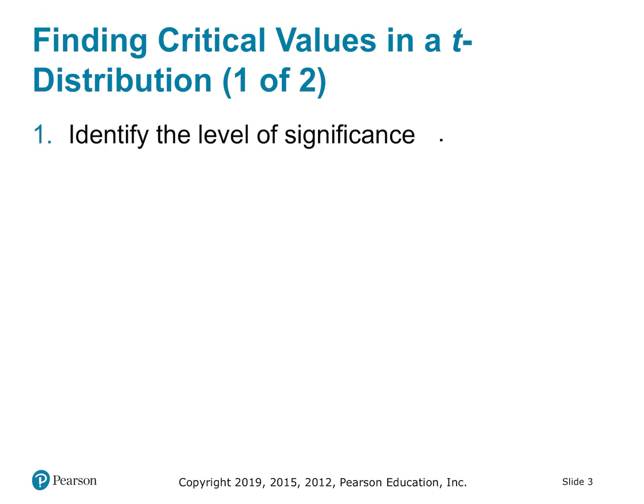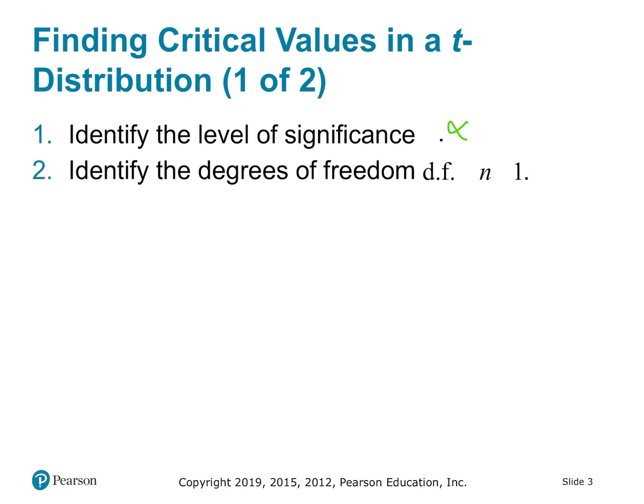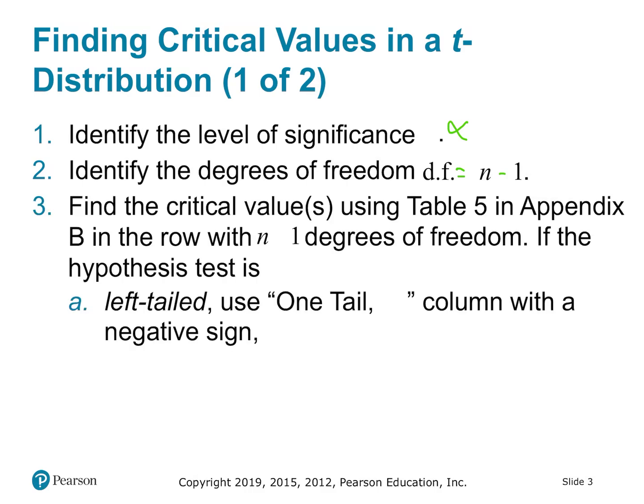Okay, so finding critical values in a t-distribution. First of all, identify the level of significance. That would be alpha. Identify the degrees of freedom. Very simple formula. No, you don't have to show your work. Not on this one. Just take n, subtract 1. And if you don't find it on a table, just pick the closest one. Or if it's really large, like in the hundreds, just go ahead and use the z value found at the bottom of the page. We're going to give you a different table that you can use, which I think is easier to understand. We'll talk about that in a minute.